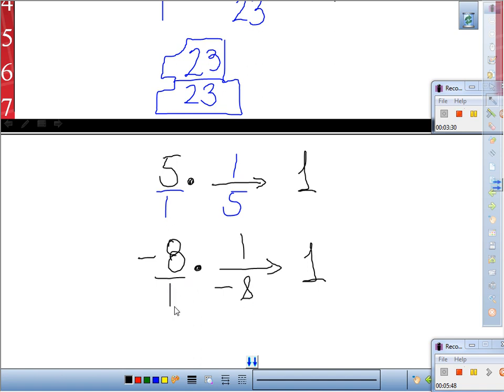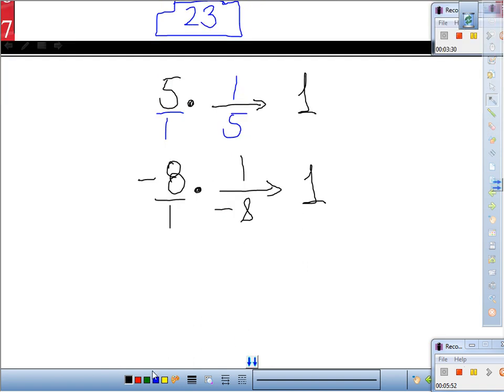Everybody following? Let me give you one more. 2/3. Tell your neighbor the reciprocal of 2/3. That will give us a product of 1. Melanie, go. 3 over 2, because 2 times 3 is 6. 3 times 2 is 6. 6 over 6 is 1. Everybody remember the reciprocal? Okay. So I just wanted to refresh your memory on those.